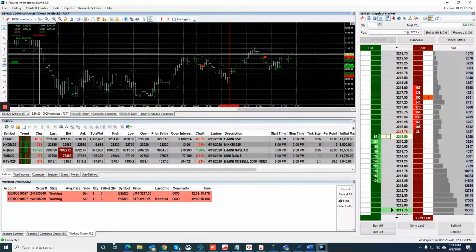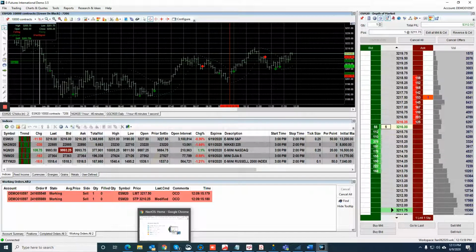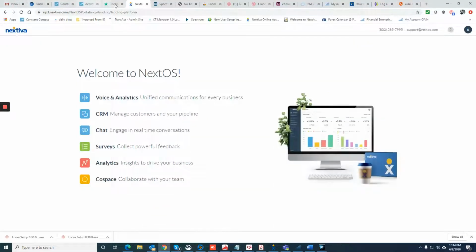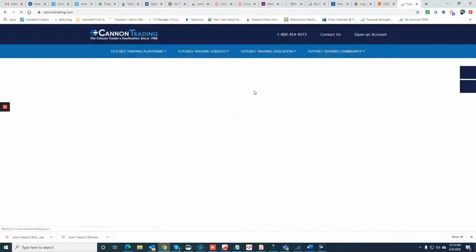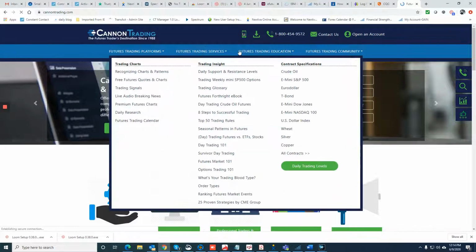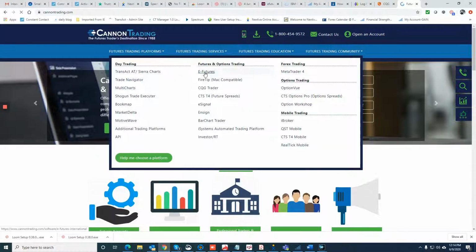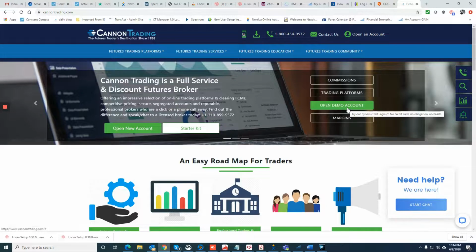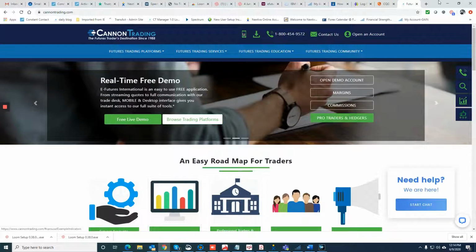I'm using the E-futures demo, which you can get right here on our website. You can click on E-futures. You can also click right here, open a demo account. We do offer multiple platforms. My favorites are E-futures, Transact, CQG, FireTip, just to name a few, Multichart, Sierra. Those are some of the platforms that I really like.